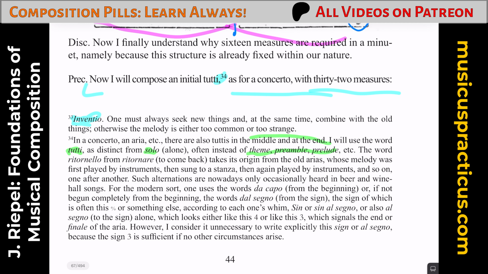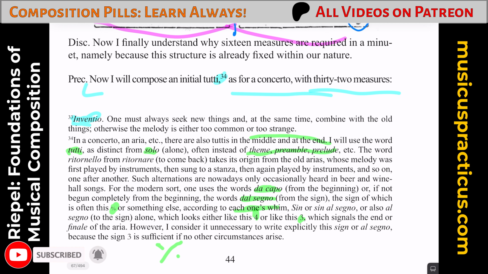For the modern sort, one uses the words da capo, from the beginning, or if not begun completely from the beginning, the word dal segno, from the scene. The scene of which is often this, or something else, according to each one's whim. Sin or sin al segno, up to, or also al segno, to the scene alone. To the scene, exactly, up to the scene. Which looks either like these four or like these three, which signals the end or the finale of the aria.